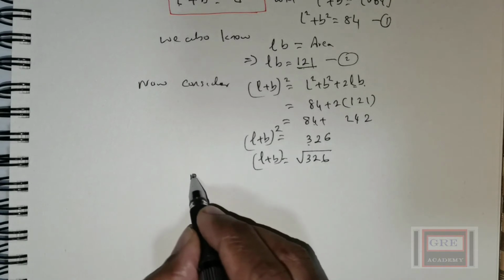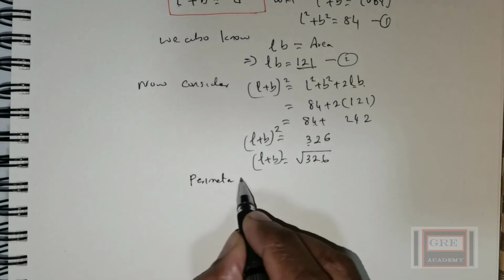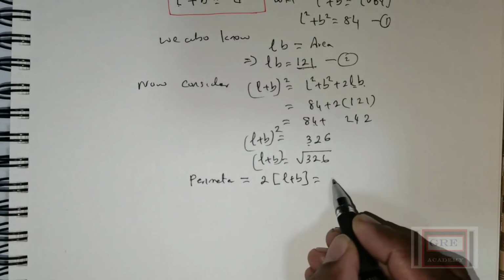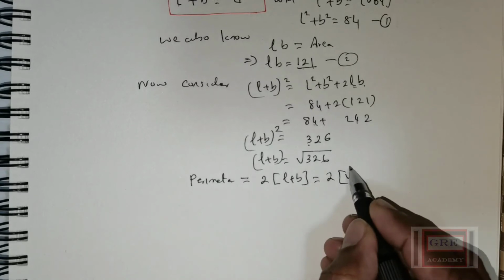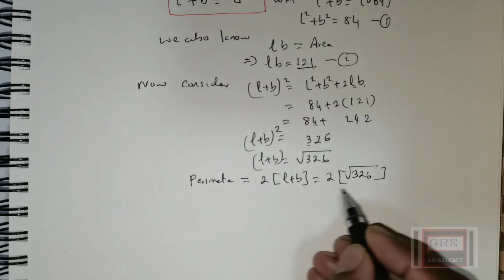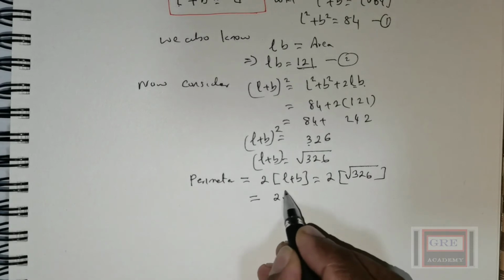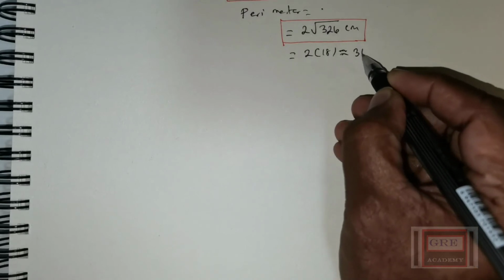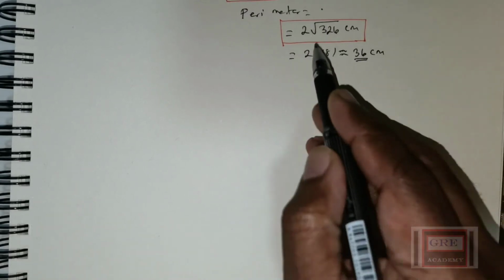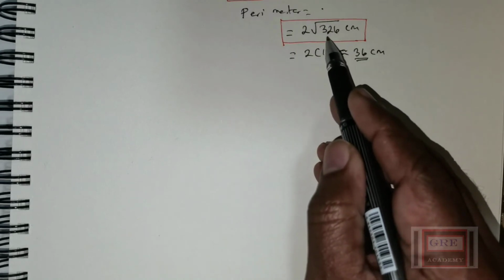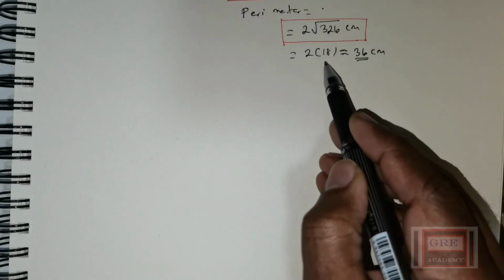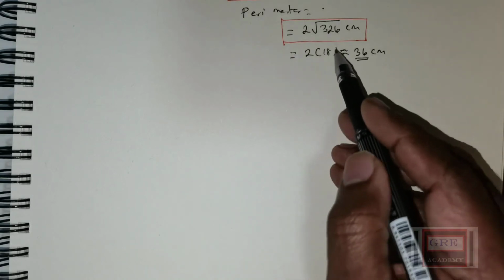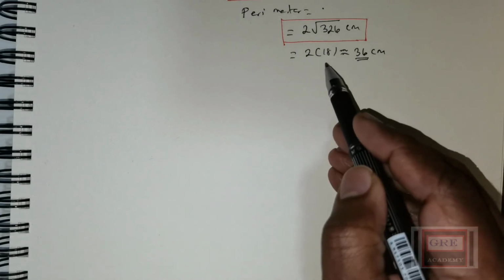Now you have to find the perimeter. Perimeter of a rectangle is given as 2 times L plus B, which is nothing but 2 times, in place of L plus B you substitute root of 326, which is 2 times root of 326 centimeters. Approximately this would be 36 cm. So if you are not allowed a calculator, if you are proficient in finding square roots, you can find it out. If not, I would suggest you see my other video on how to find the square root of a 3-digit number.